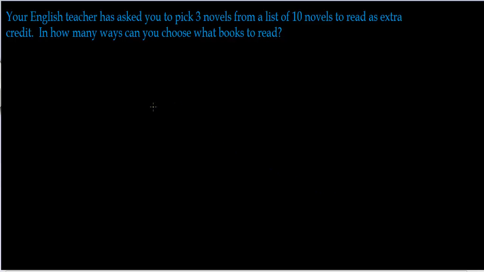This is example 5 on permutations and combinations. Your English teacher has asked you to pick 3 novels from a list of 10 novels to read as extra credit. In how many ways can you choose what books to read? First thing we do, determine if this is permutation or combination.